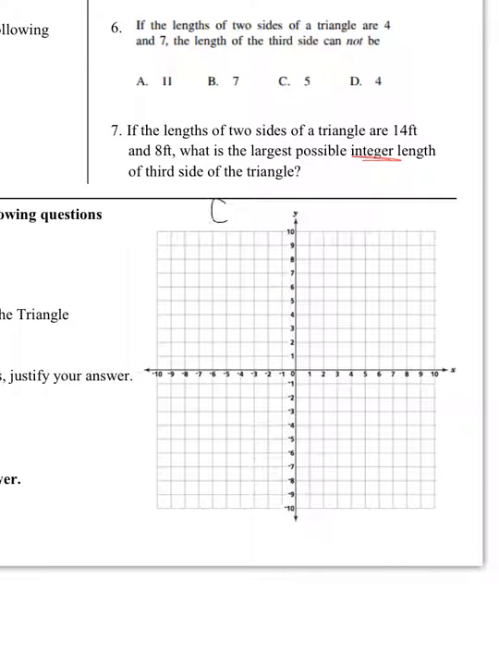So again, we're going to set up the range of values, 14 and 8. 14 minus 8 is 6. 14 plus 8 is 22. What's the largest possible value? Well, it can't be 22. It has to be less than that. So we're going to go with 21.